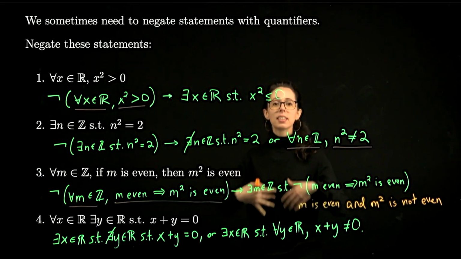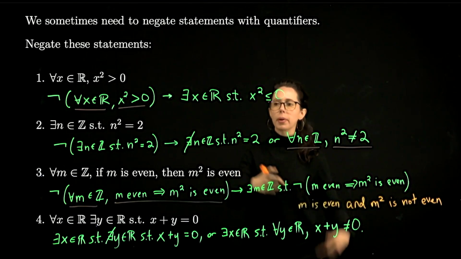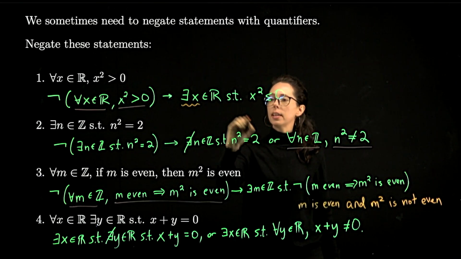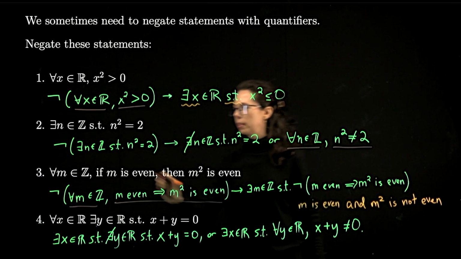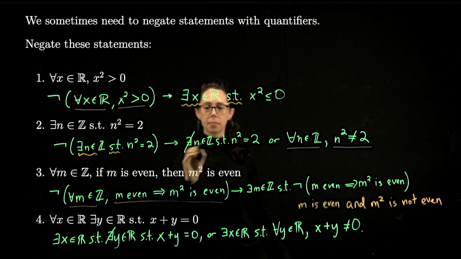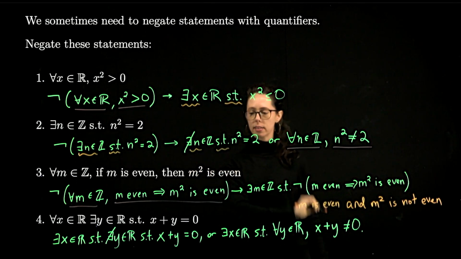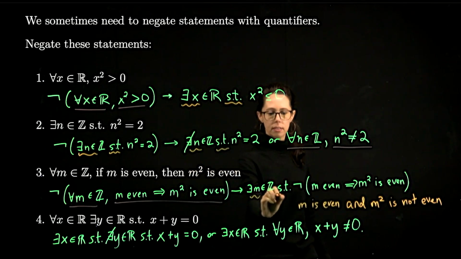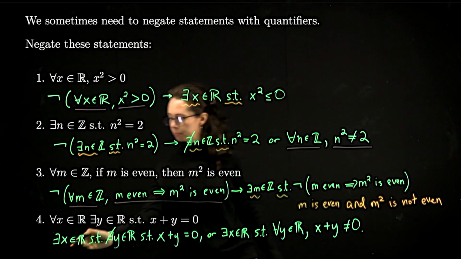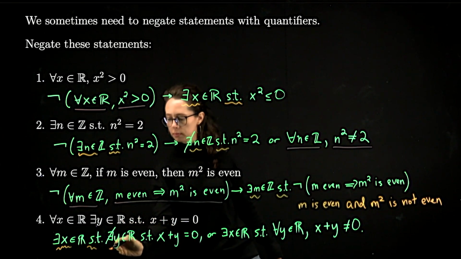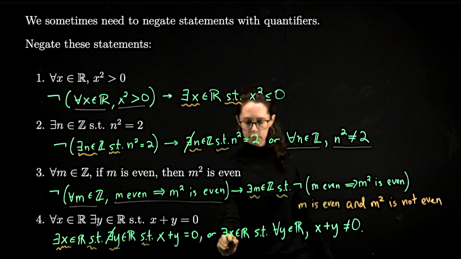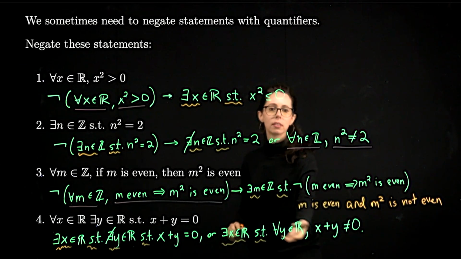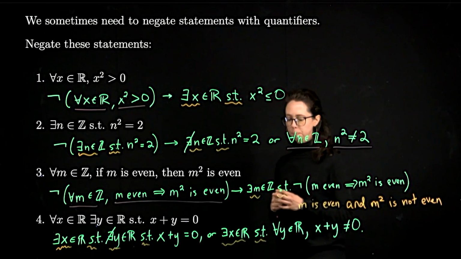On the other hand, with the existential quantifier, you'll notice the more natural approach is to say there exists an element such that the property holds. So you'll see this: there exists such that, there does not exist such that, there exists such that, and then down here too. Whereas here it was universal in the statement.